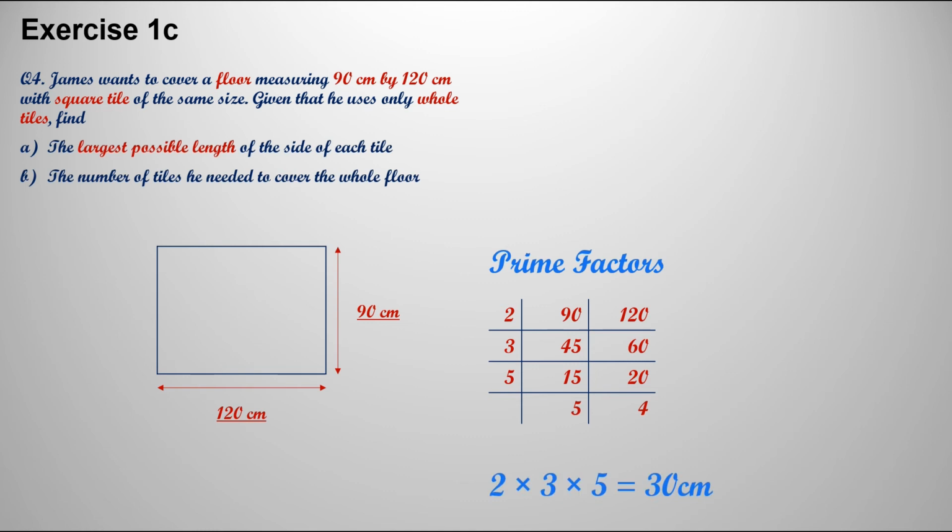30 centimeter is the largest possible length of side of that tile. Since we're talking about a square tile, we have 30 centimeter as the length and 30 centimeter as the width. Let's draw that. 30 centimeter is the length and same as the width of that tile. Now moving on to part B.